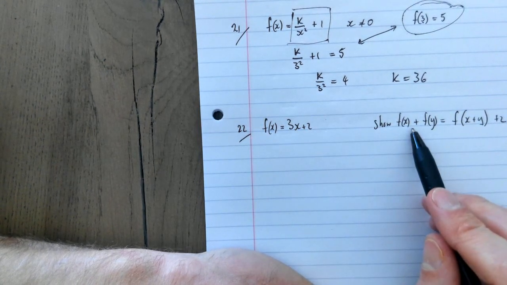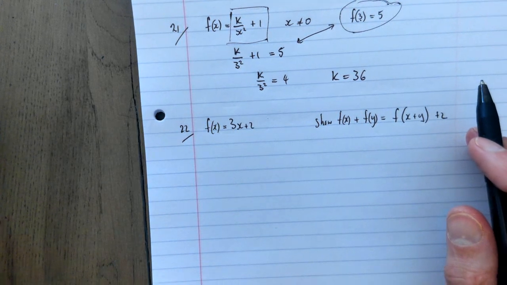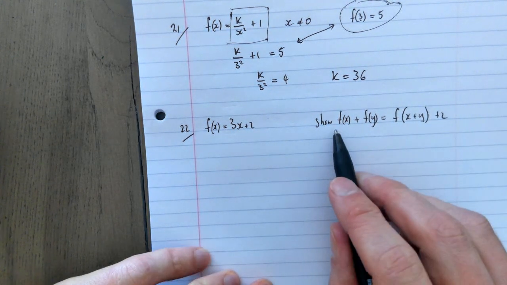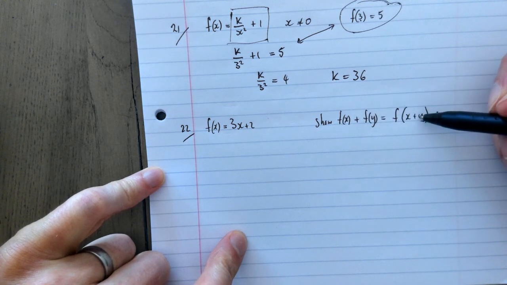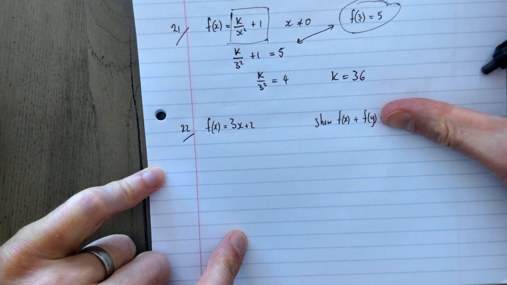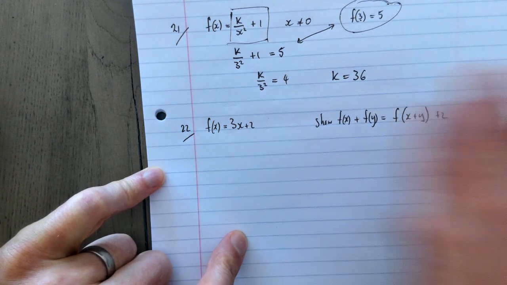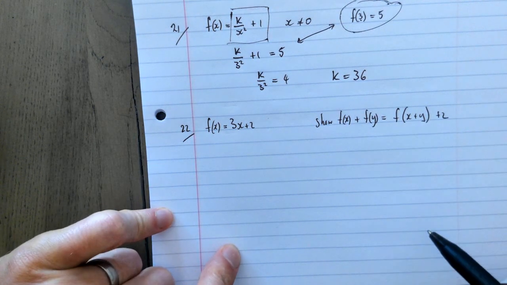Okay, so let's look at this one then. Again, the notation is a bit more difficult, but it's the same principle. So show this left hand side is equal to the right hand side. When we get questions like this, I have said this before, let's just work out the left hand side and then work out the right hand side, and hopefully they're equal. Then we've answered the question.